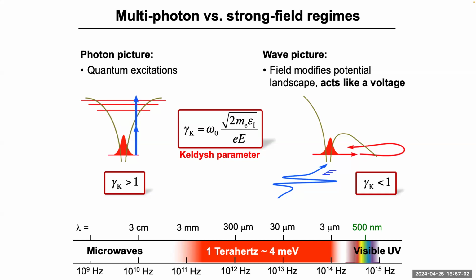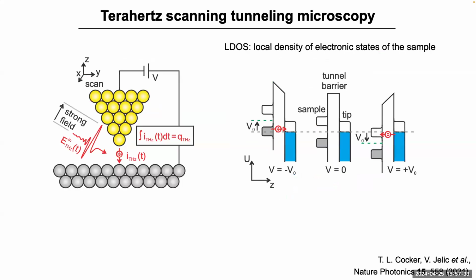If I reduce my wavelength by a factor of 1,000, I'm going to reduce my Keldysh parameter by a factor of 1,000. So it means if in the visible for the same field strength, I might have a multi-photon process. In a terahertz case, I'm going to be drastically into the strong field regime. So far that in the process I'm going to tell you about, it would be a 1,000 photon process for it to happen. It's so unlikely from that picture that we can kind of put that to the side. And instead, the terahertz field is going to be like a voltage. And it's going to take the Fermi level of the tip and sample and just oscillate them back and forth.